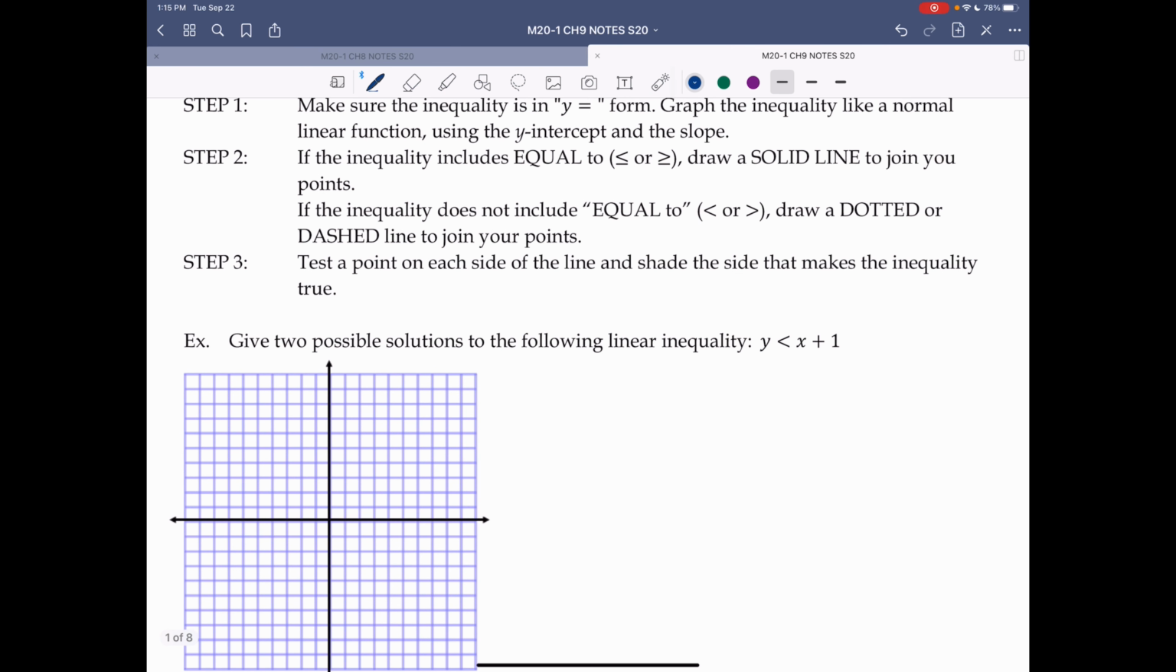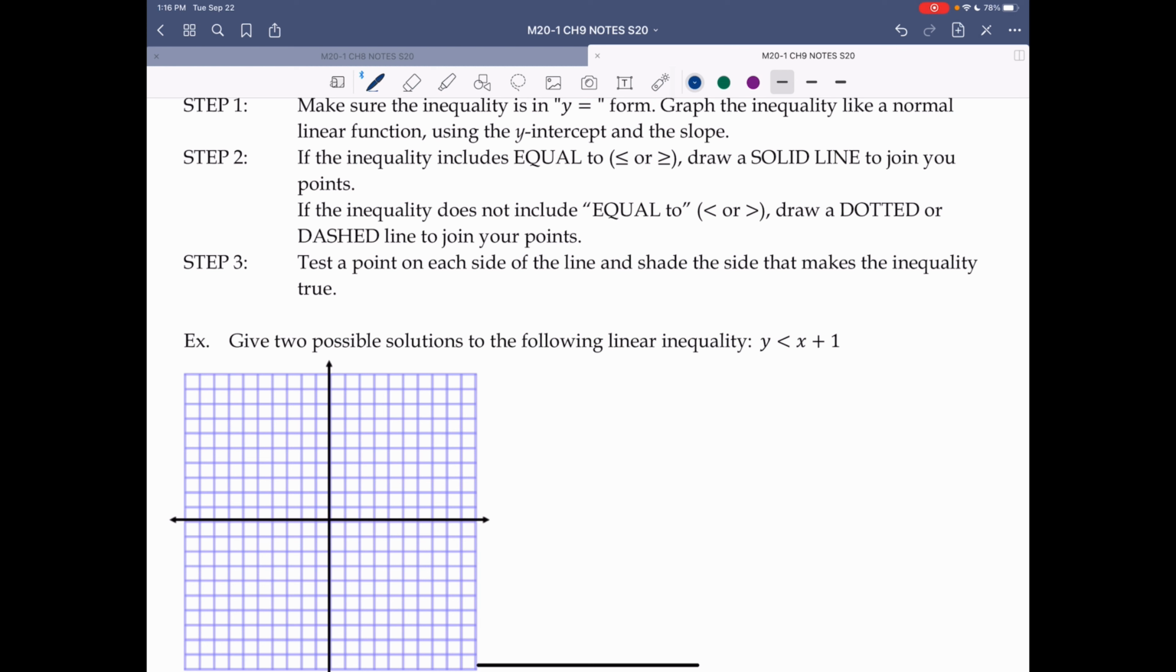If the inequality includes equal to, so less than or equal to or greater than or equal to, then we're going to draw a solid line to join our points. If the inequality does not include equal to, so it's just less than or greater than, then we're going to draw a dotted or dashed line to join our points. And then step 3 would be to test a point on each side of the line and then shade the side that makes the inequality true.